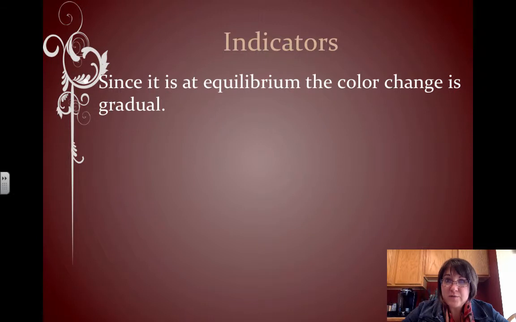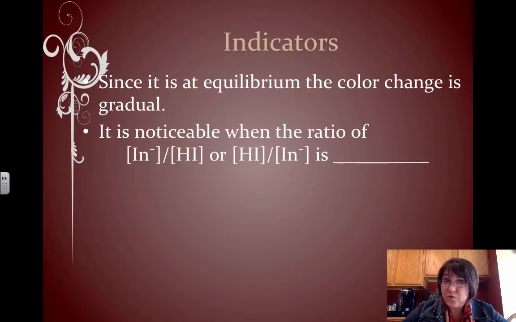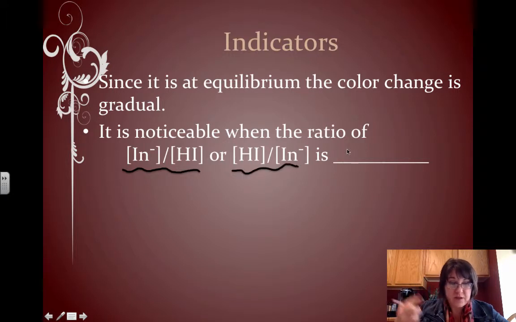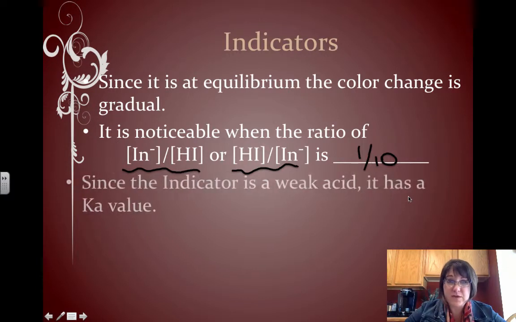Since it's at equilibrium, the color change is gradual, and you'll have a noticeable color change when the ratio of your weak acid to its conjugate base, or the other way around, depending if you're going up or down in your titration, in your pH, if that ratio is 1/10, then you'll have a noticeable color change. Until then, it's sort of in that buffering region.